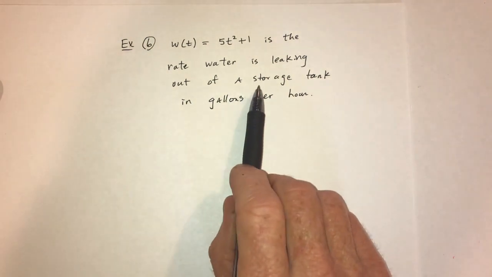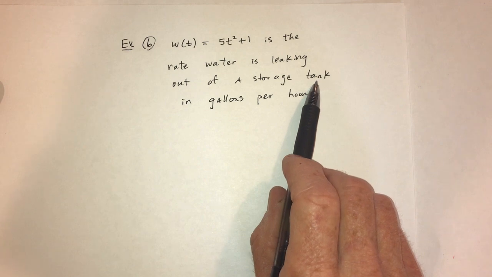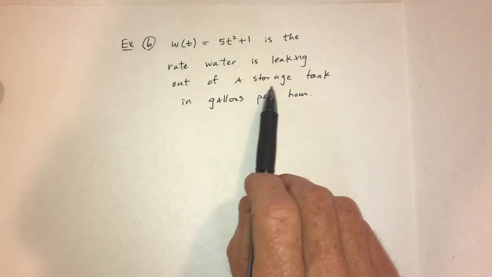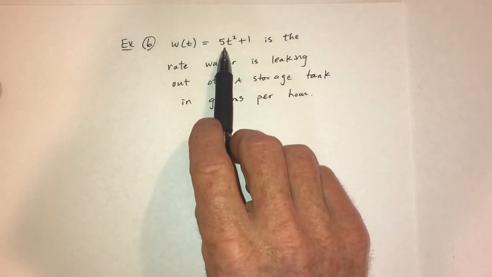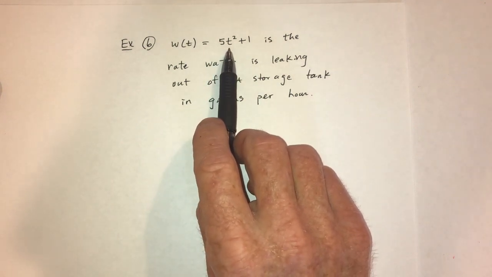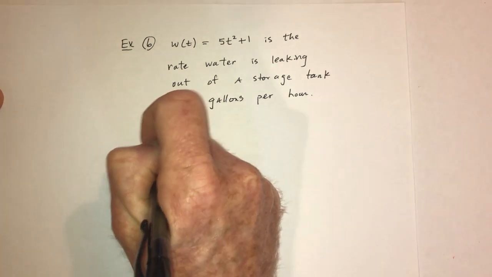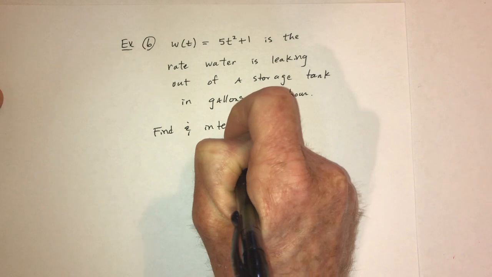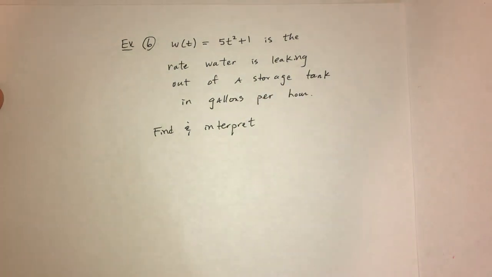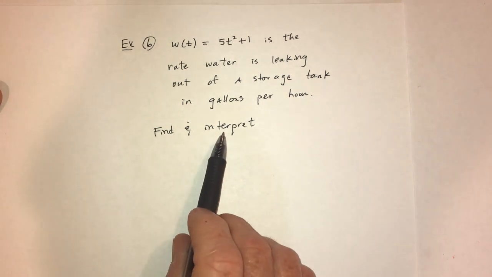So this is a situation where there's this ginormous tank of water, and perhaps there's a little hole in it. And this, as time goes on, is going to get bigger and bigger and bigger. So in other words, if they don't take care of the problem, they're going to end up losing a lot of water. So then find and interpret. So in other words, like the last one, actually do the integral and explain what it means.